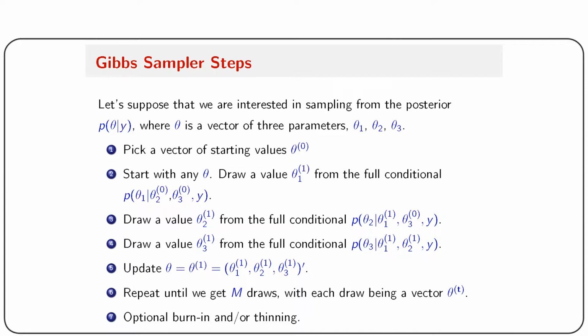Then draw a value of theta_3 from the full conditional distribution of theta_3 given theta_1^1, theta_2^1, y. Now update theta equal to theta^1, that is theta_1^1, theta_2^1, theta_3^1, and repeat the same until you get m draws, with each draw being a vector theta^t, with optional burn-in and thinning. This is optional, you can do burn-in and thinning.